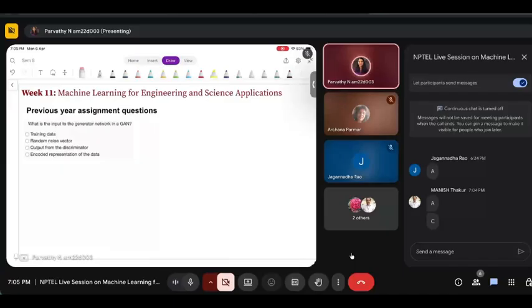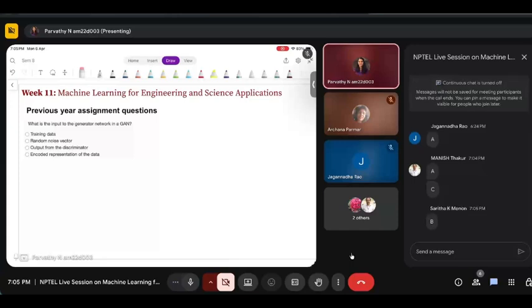What is the input to the generator network in GAN? Training data, random noise vector, output from the discriminator, encoder representation of the data. Yeah, so it is the random noise vector.